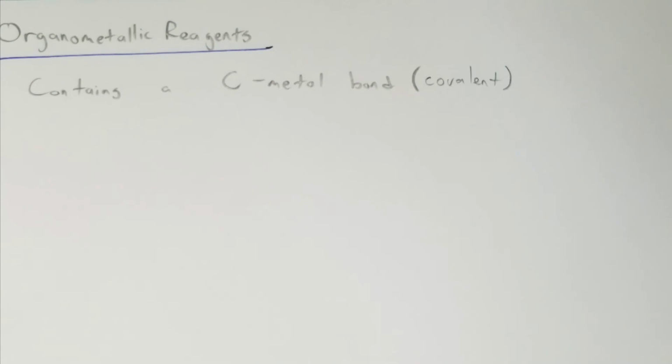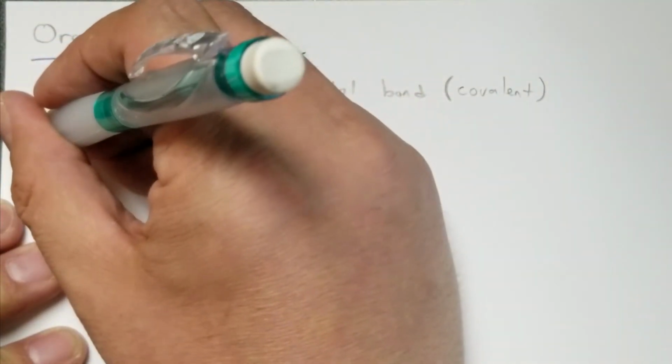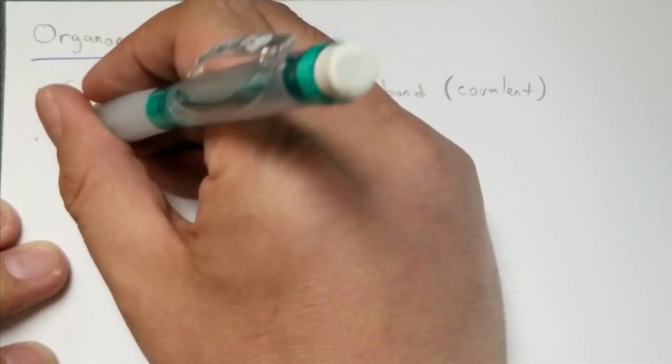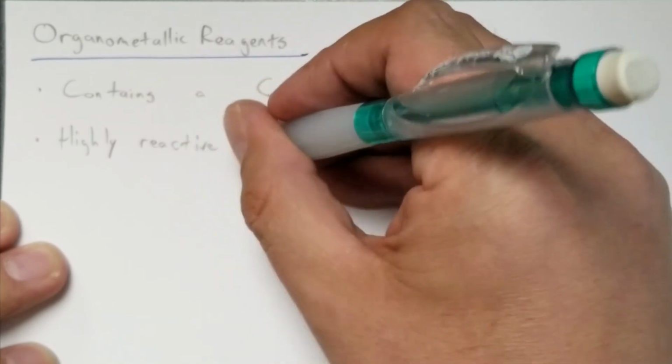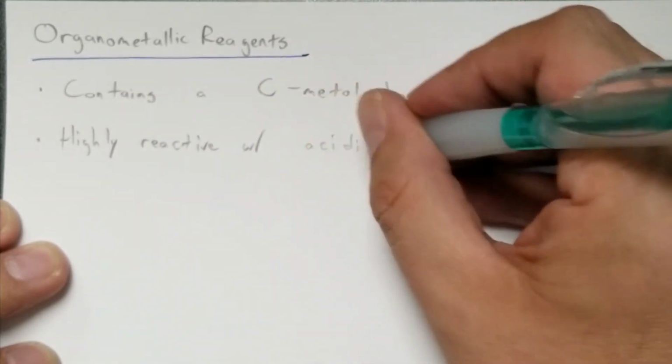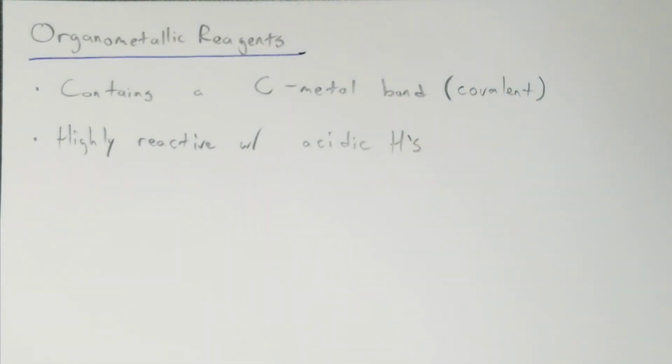These things are violently reactive with water, so they are highly reactive with any acidic H. So we already do have some limitations on what we can use here. We basically can't use an alcohol for a reaction here because it's going to react with the Grignard or whatever organometallic reagent we're using.